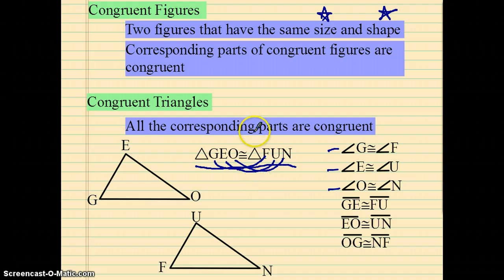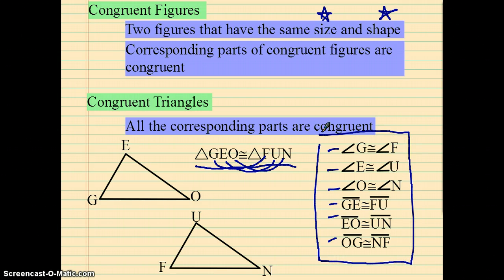And then we can use the same logic to look at the segments. Well, segment between G and E is going to be congruent to the segment between F and U. And the segment between E and O is going to be congruent to the segment between U and N. And the segment between O and G is going to be congruent to the segment between N and F. So with a triangle, we have 6 statements we can make with congruent triangles. So if I tell you that two triangles are congruent, you can immediately state 6 different statements based on 3 angles, 3 segments.